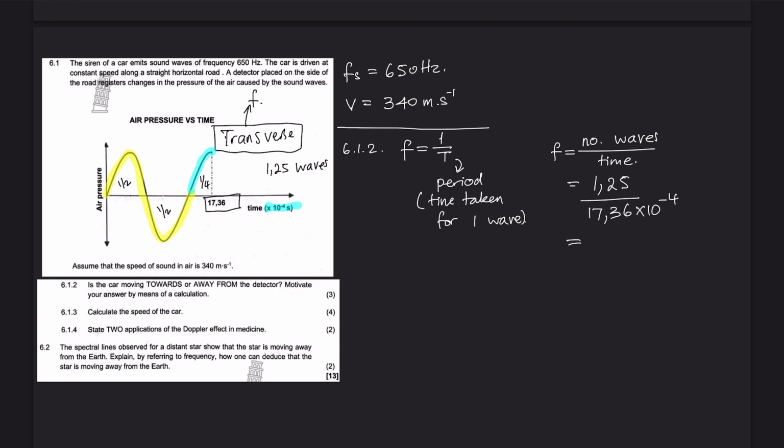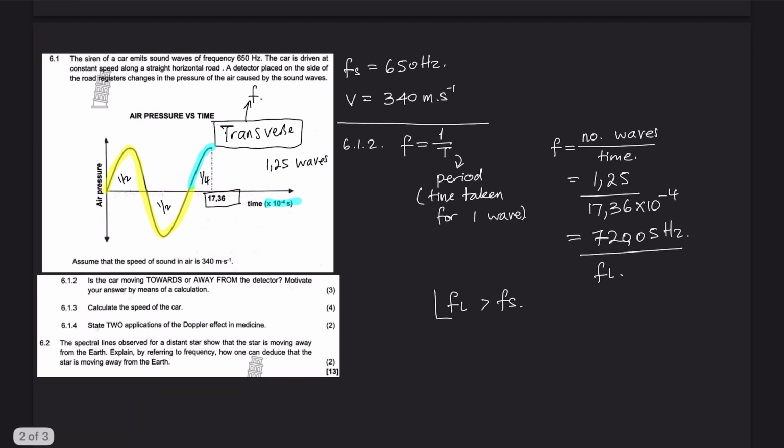If you put that in your calculator, you get an answer of 720.05 hertz. Now remember, this is the frequency of the listener. We know that the frequency of the listener is greater than the frequency of the source. The frequency of the listener was 720, the frequency of the source was 650. Whenever the frequency of the listener is greater than the frequency of the source, it means that the objects are approaching one another.